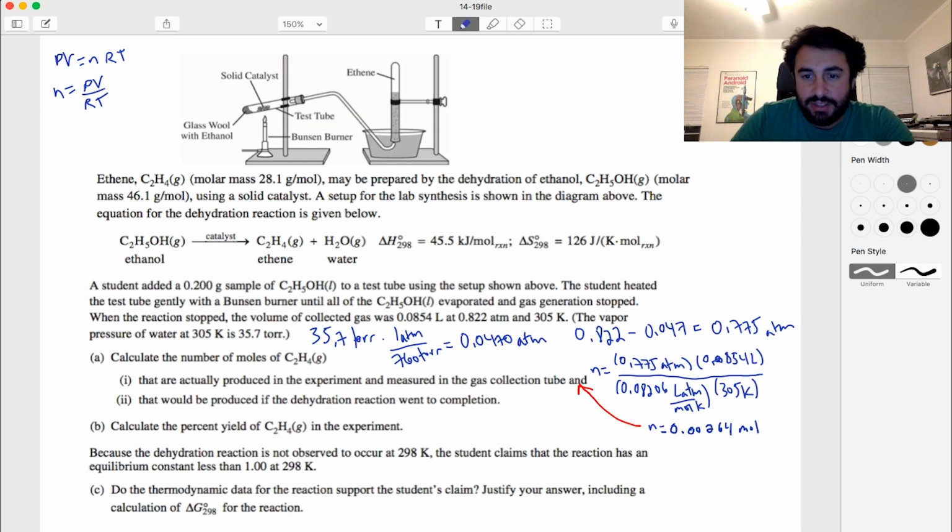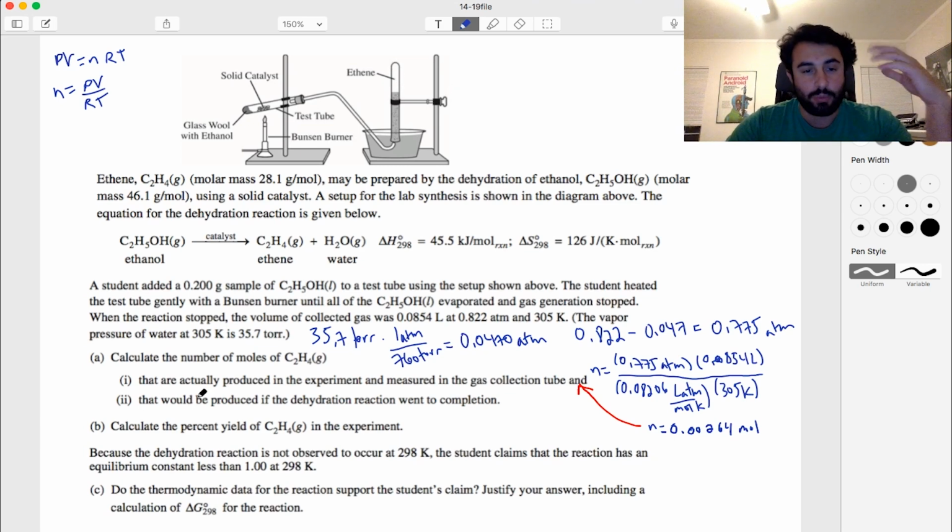So that is part one. Part one is 0.00264 moles. That is the moles of ethene that were actually physically collected. That's why we used this data, because this data pertains to this experiment. It's a certain amount of ethene that we actually physically collected.